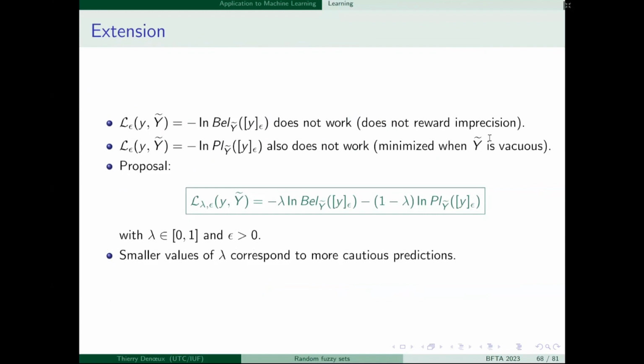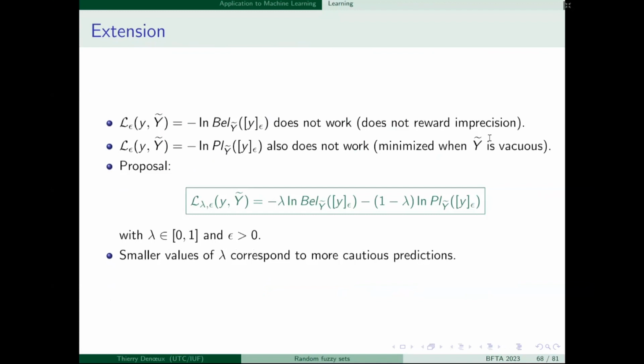If you take the plausibility, it also doesn't work because the optimal solution is always a vacuous belief function. For the vacuous belief function, the plausibility of the interval is always 1, so the loss is always 0. In that case, you get a solution which is too imprecise. So in one case, you get a solution which is too precise. In the other case, you get a solution which is too imprecise.